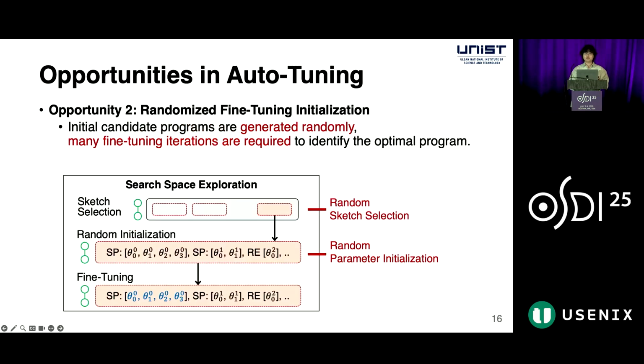The second opportunity comes from how fine-tuning is initialized. When sampling programs, Ansor randomly picks a sketch from the possible ones and also randomly sets the parameters. Because of that, the tuner often needs many fine-tuning iterations to reach a good result. If we can reduce random selection or random initialization, we can reduce the fine-tuning iterations.